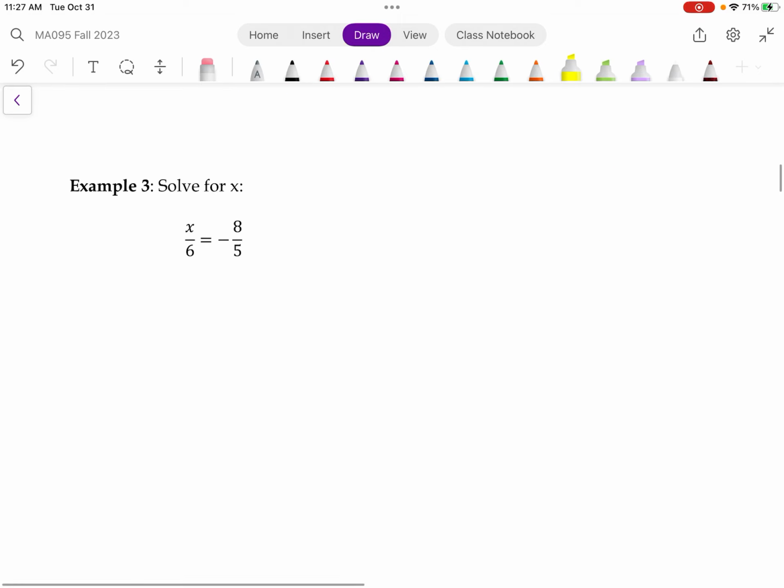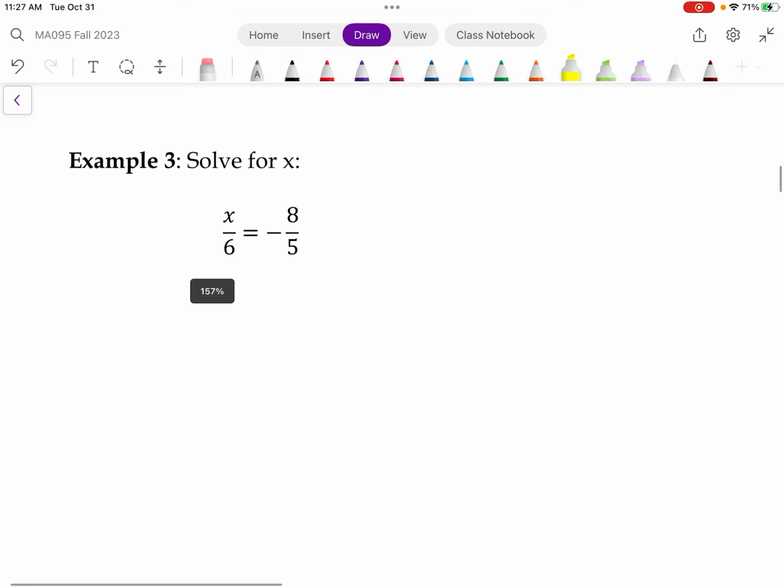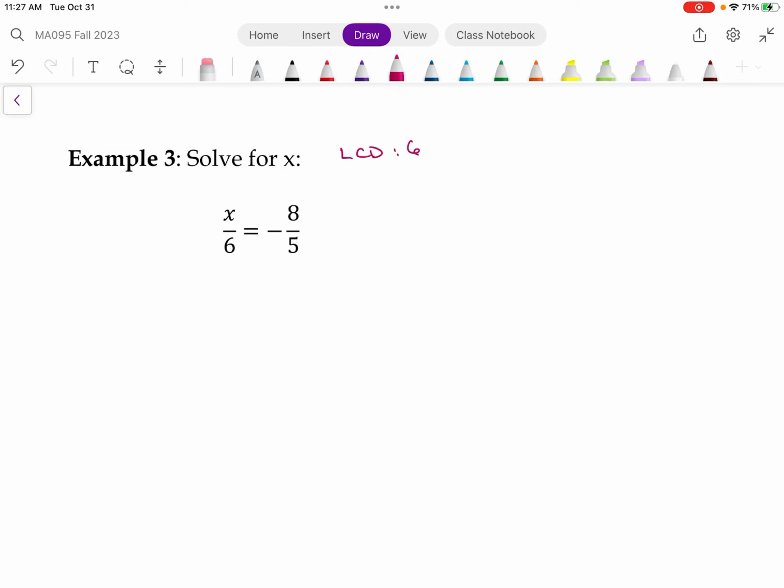All right, so what are we going to do with this one? See if you can pause the video and figure out how to do this one. All right, so I am going to say the least common denominator is going to be, of course, just 6 times 5. So it's 30, but I'm going to leave it as 6 times 5. So I'm going to multiply both sides by 6, and this 6 will cancel. And then I'm going to multiply both sides times 5, and this 5 will cancel.